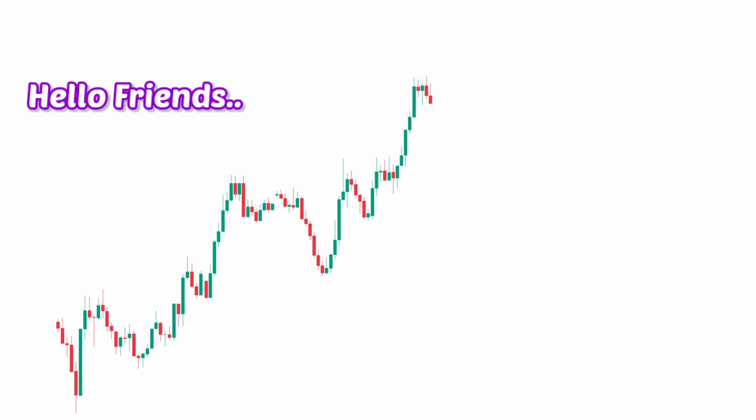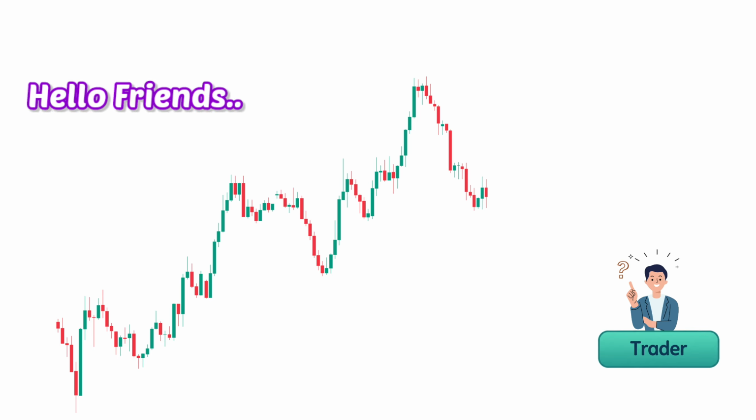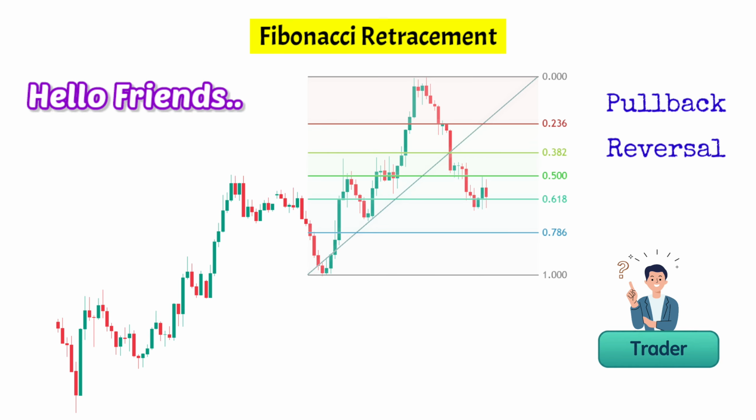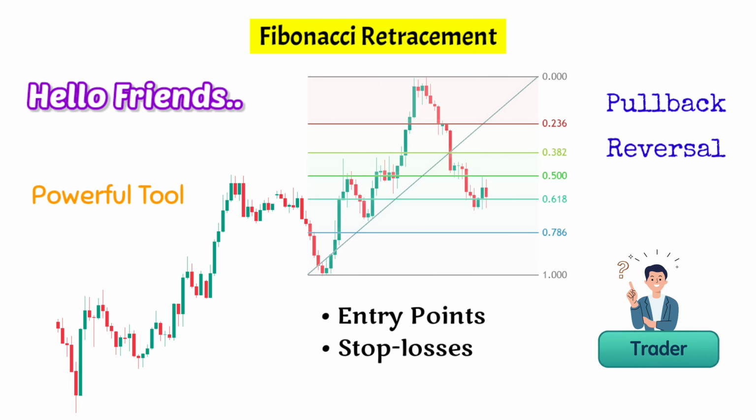Hello, friends. If the market is in an uptrend and the price starts pulling back, one question comes to almost every trader's mind. Is this just a pullback or is there a reversal? This is where the Fibonacci Retracement tool becomes incredibly useful. Fibonacci Retracement is a powerful tool that helps us identify whether the current move is just a temporary pullback or a potential trend reversal. It also helps us find high probability entry points, place stop losses, and set profit targets.